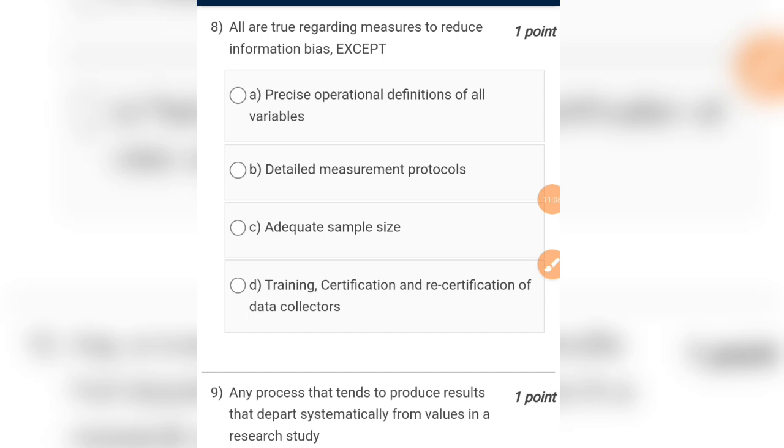Question number 8 is: all are true regarding measures to reduce information bias except. Again, all the statements are correct ones, and we have to choose the incorrect statement. Option A is precise operational definitions of all variables. Option B is detailed measurement protocols. Option C is adequate sample size, and option D is training, certification and recertification of data collectors. So the incorrect one is detailed measurement protocols. So for question number 8, most appropriate answer would be option B, detailed measurement protocols.